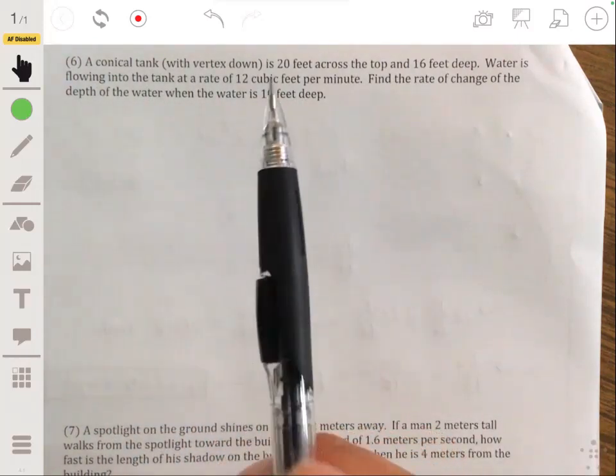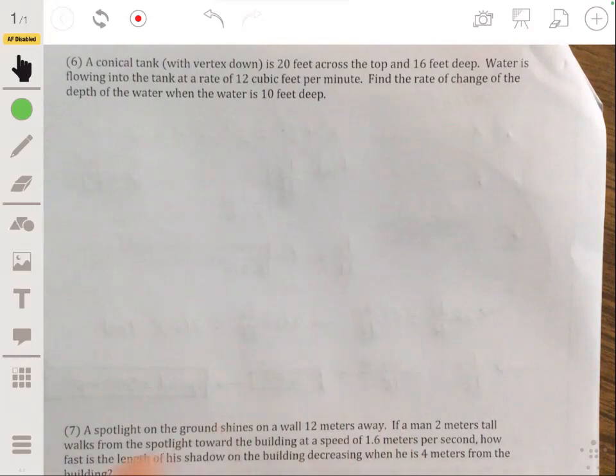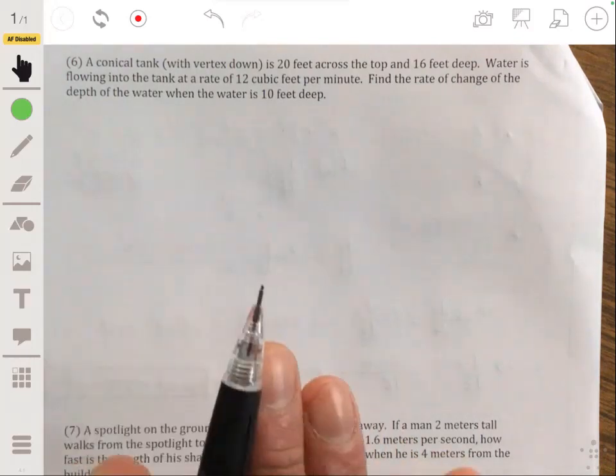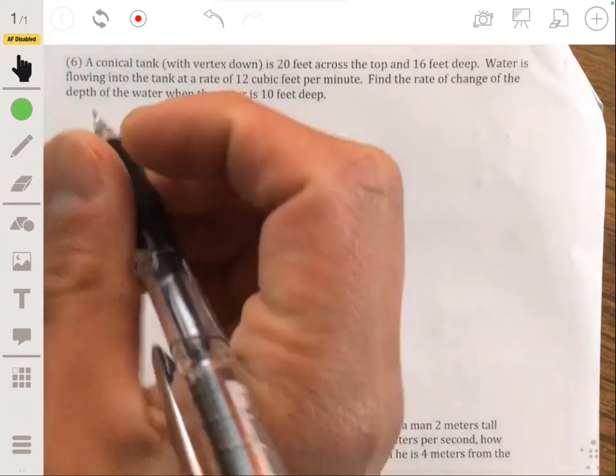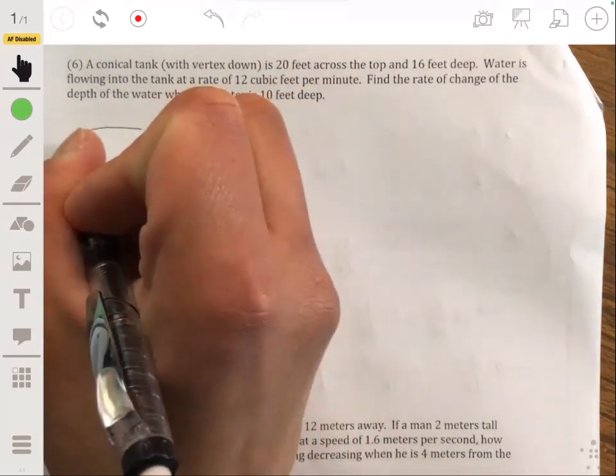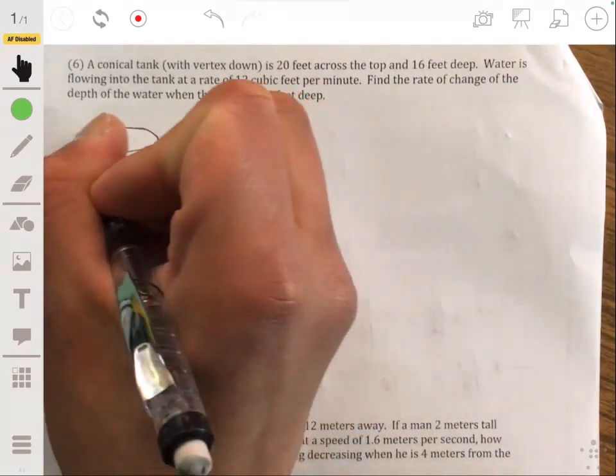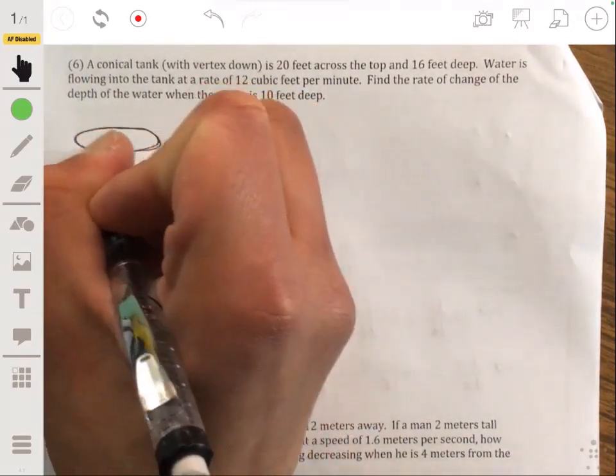Okay, so this is definitely a problem that you really want to draw a sketch for and make it clear exactly what values you're trying to find. So let's draw a cone face down as best as we can.